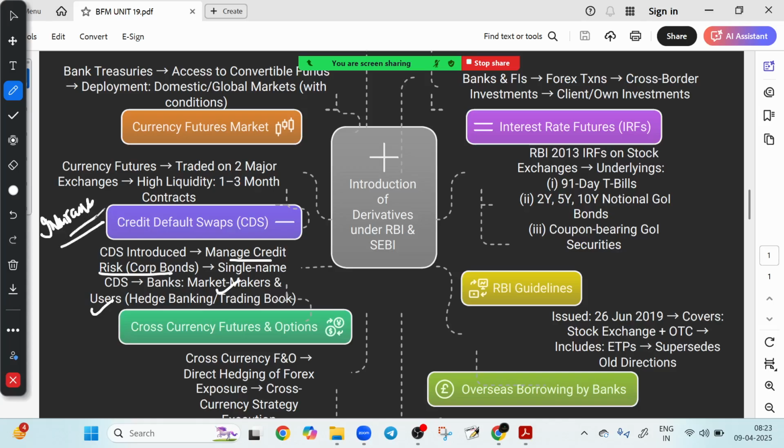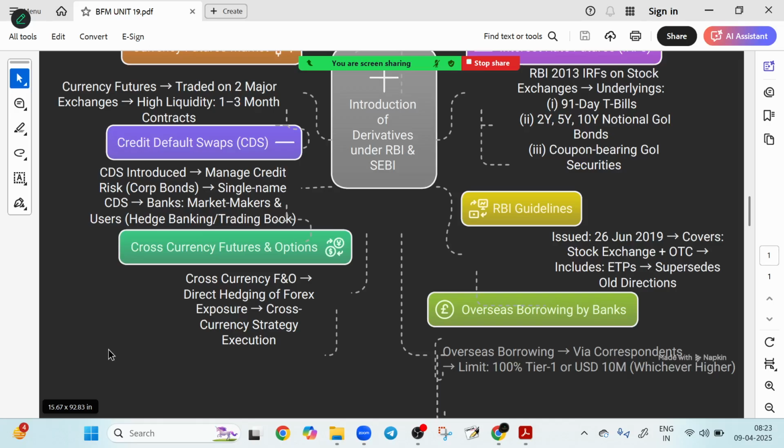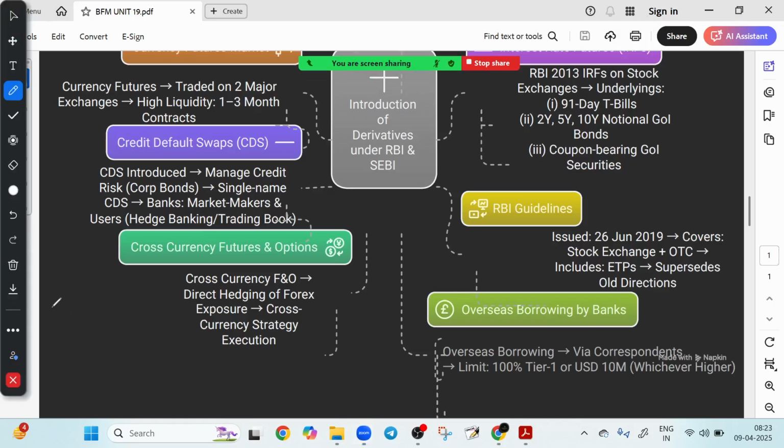Then we have cross currency futures and options. Here you can see at the bottom we have cross currency futures and options. Suppose you want to hedge a forex exposure in yen while you deal in euro. How can you do that? Cross currency futures and options help with direct hedging and strategy execution, no matter whatever the currency pair is.